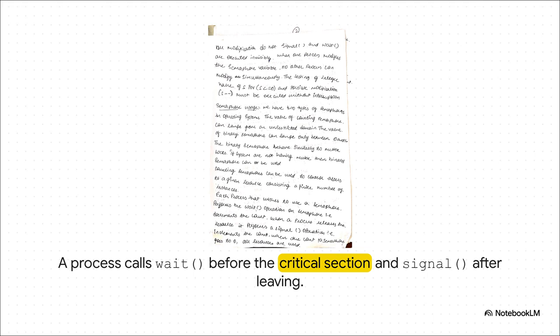Before a thread enters that critical section, it calls wait. This is like asking for the key. If it's available, it gets the key and goes in. If not, it has to wait.